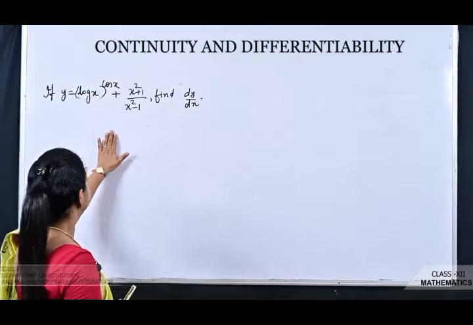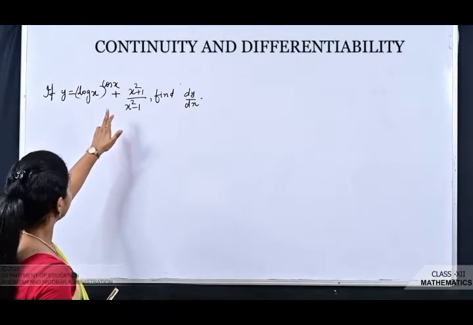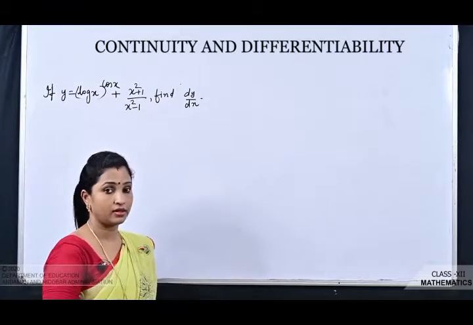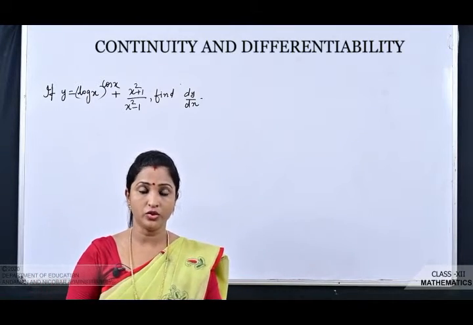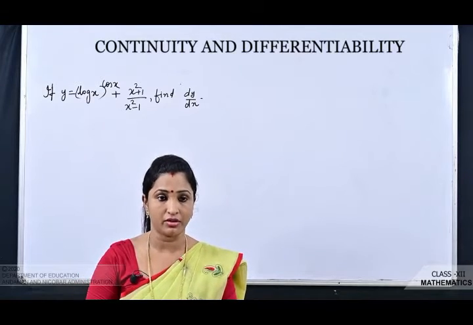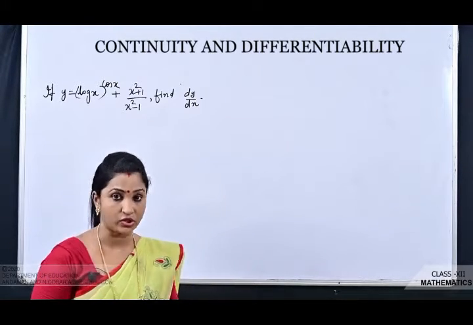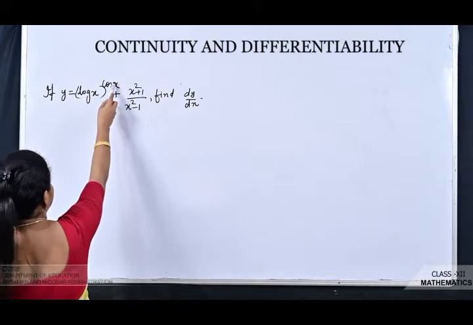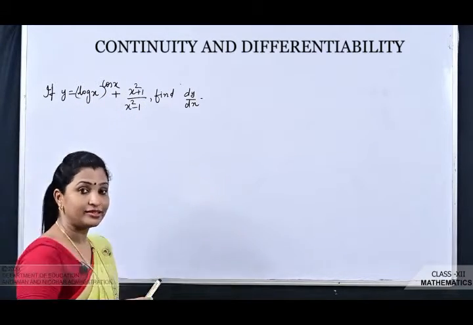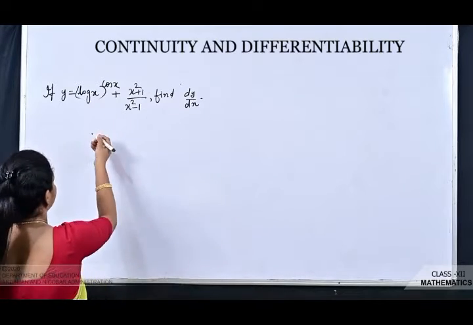Now you can see the next question, y is equal to log x to the power cos x plus x square plus 1 by x square minus 1, find dy by dx. Now in the previous question, you see both the terms we have done with logarithmic differentiation. But at times you will get a question which is of this sort. See, this you have to apply logarithmic differentiation, but this you can directly differentiate. So let's see how to solve this question.